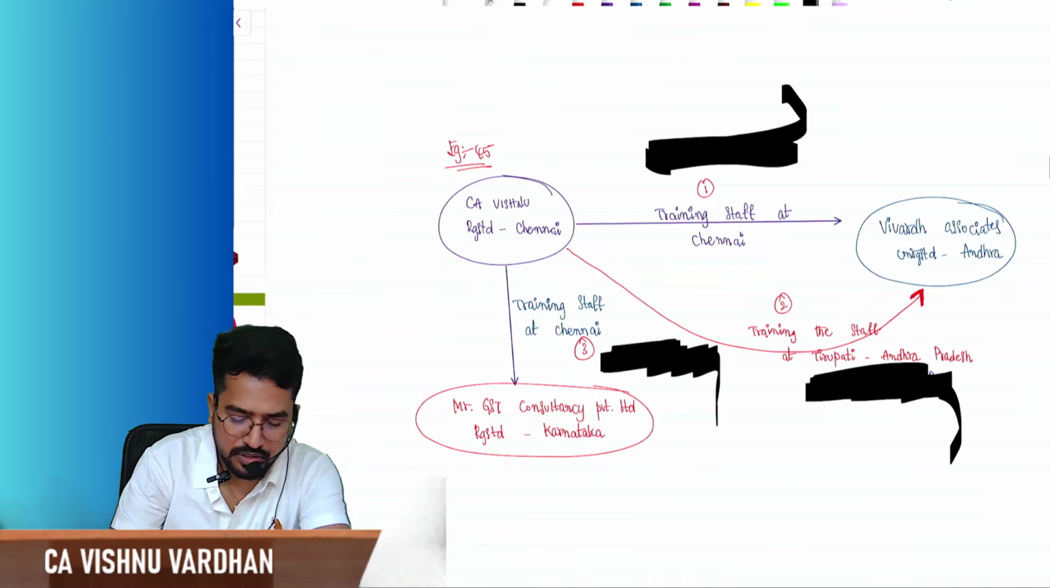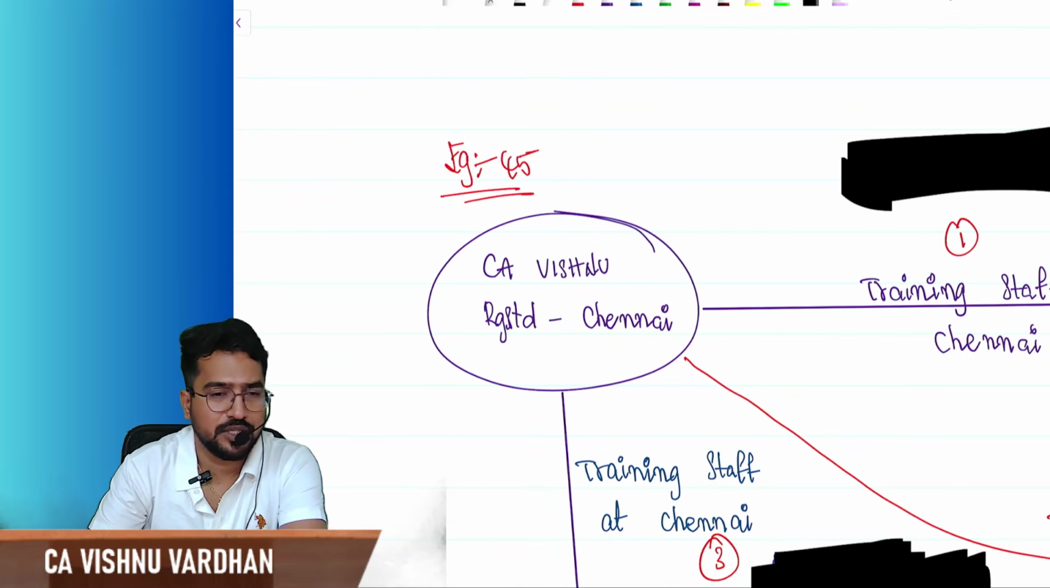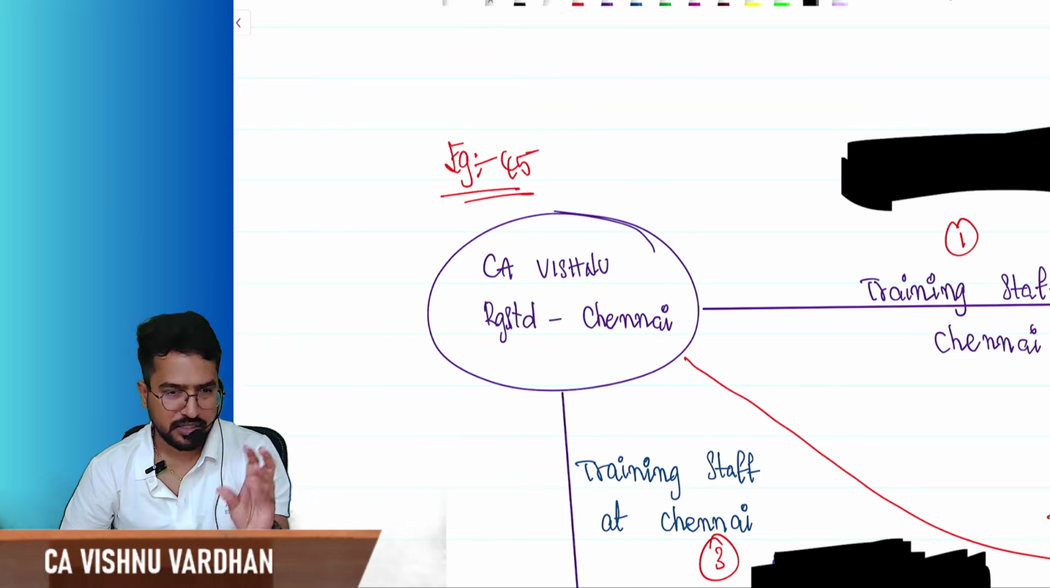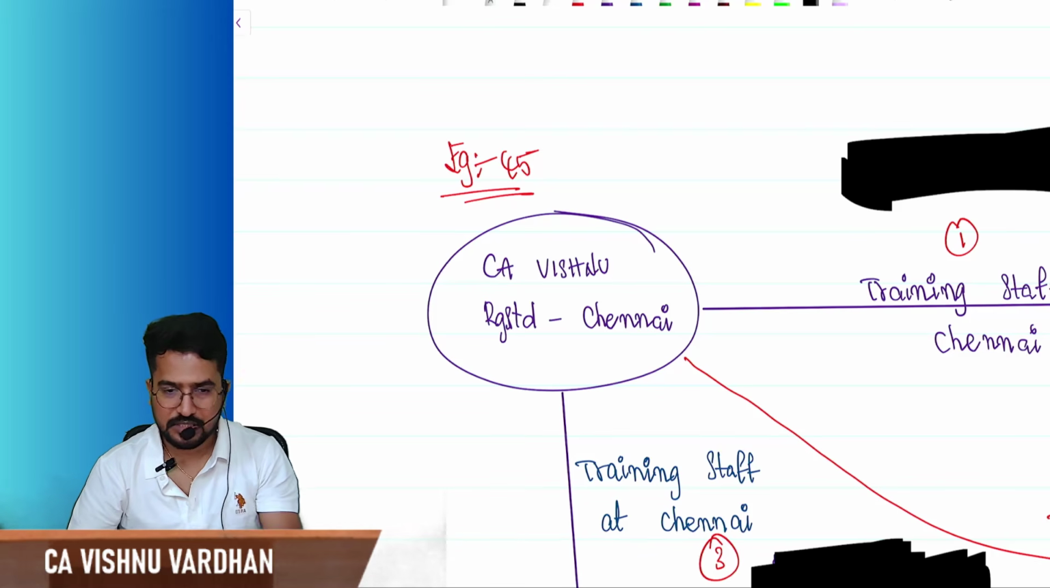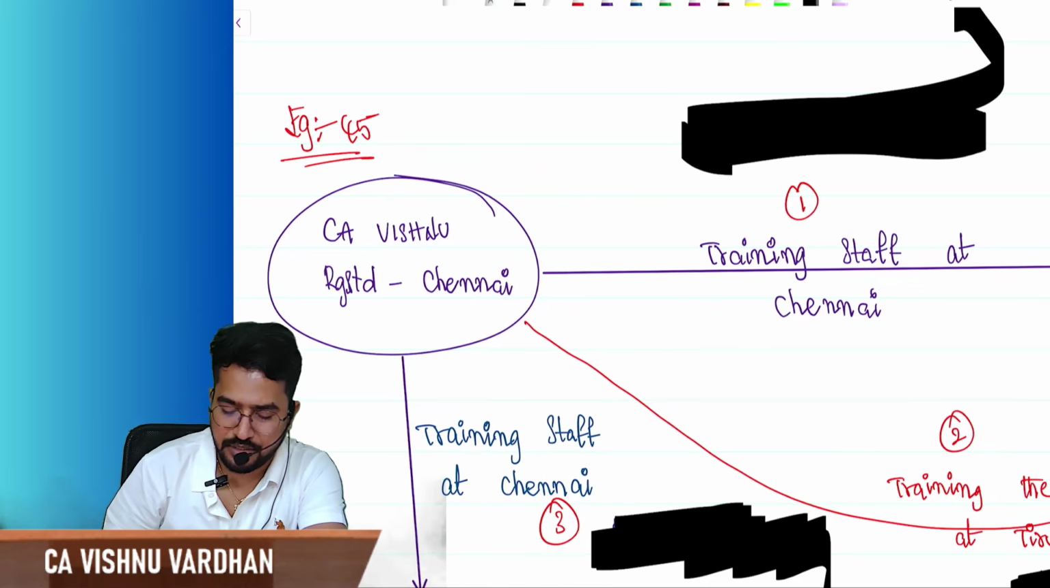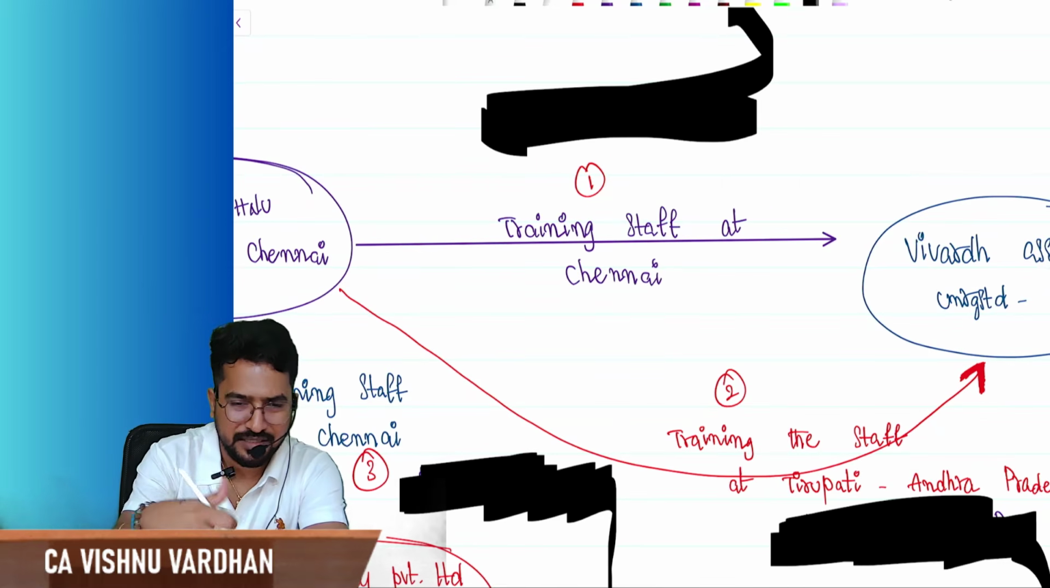Look at this question. CA Vishnu Vardhan, registered in Chennai. Guys, if you have understood, all examples are nothing but case study based questions only. We are just discussing in this format. CA Vishnu Vardhan, registered in Chennai, is training staff regarding GST or something like that.